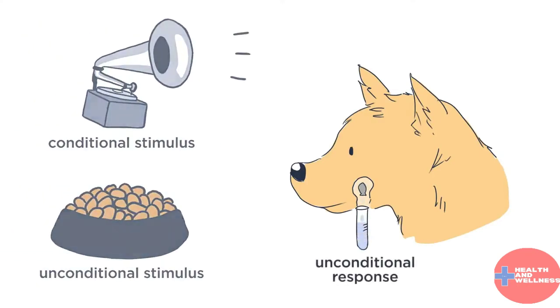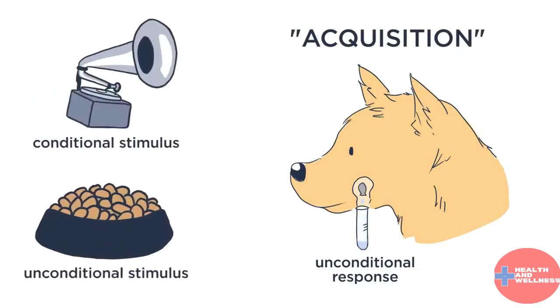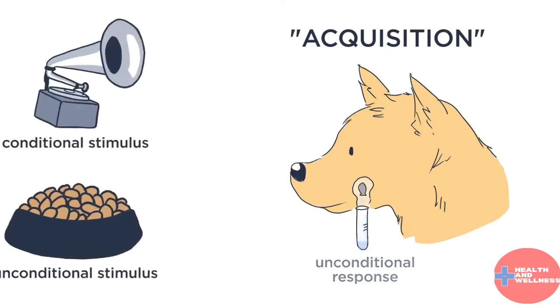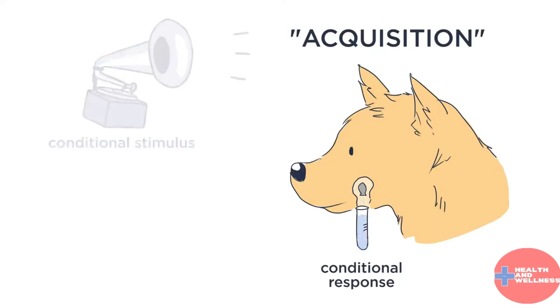As the two stimuli are presented together repeatedly, the dogs undergo a process known as acquisition where they learn to associate the tone with the food, and the response of drooling becomes not only an unconditional response to food, but a conditional response to the conditional stimulus. All you need to do is play the beep to make the dogs drool.